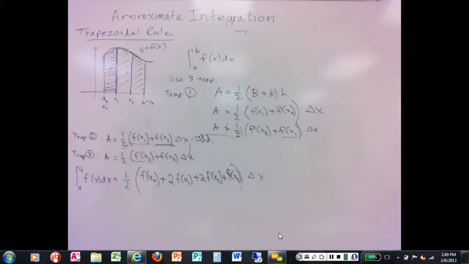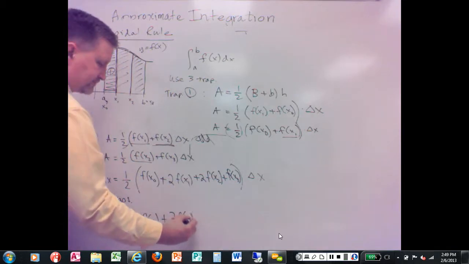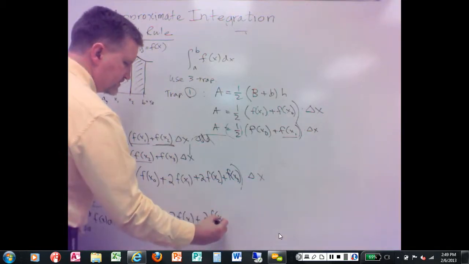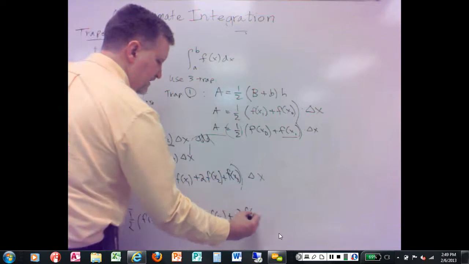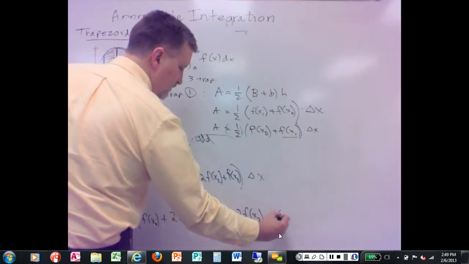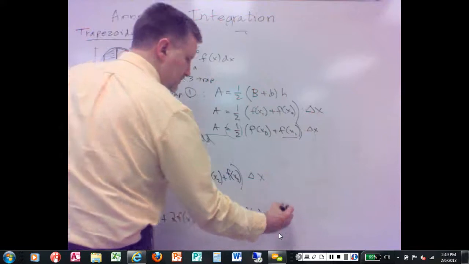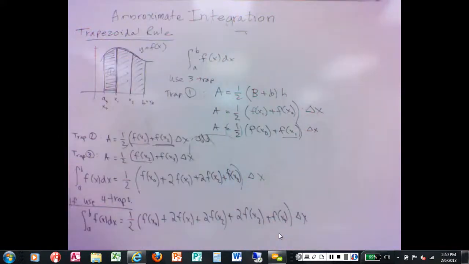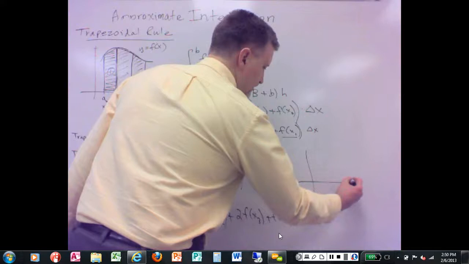Well, let me just show you. If I use 4 trapezoids, the integral a to b f of x dx is going to be 1/2 f of x sub 0. Again, I'm going to have 2 f of x sub 1s, and then 2 f of x sub 2s, and then 2 f of x sub 3s, and then an f of x sub 4 delta x.